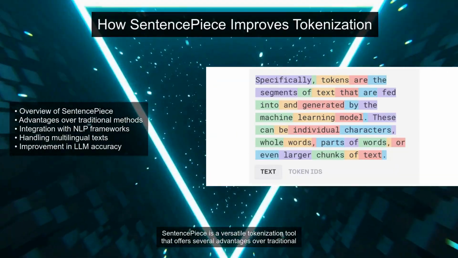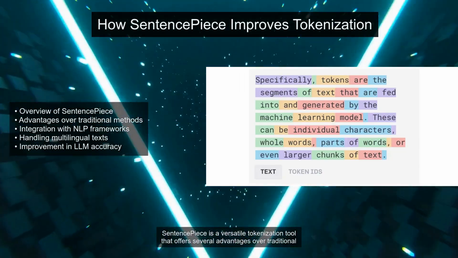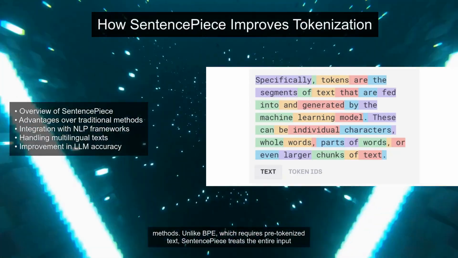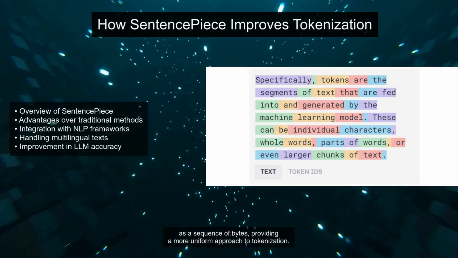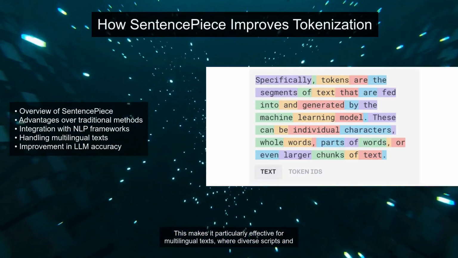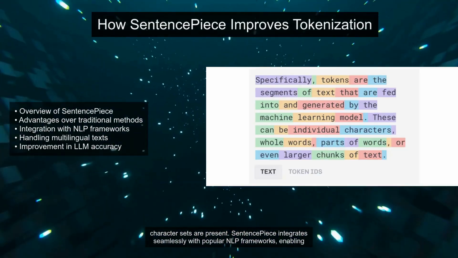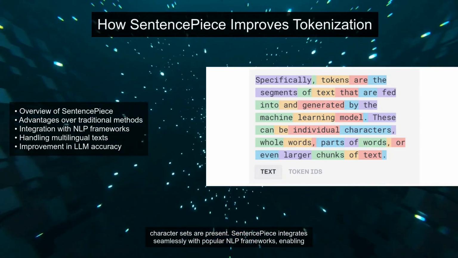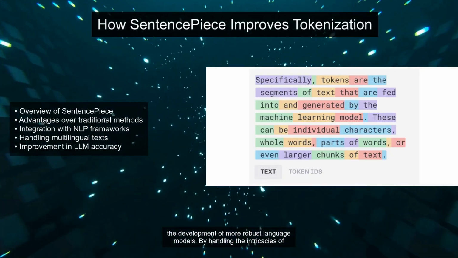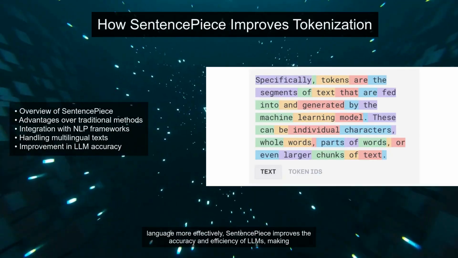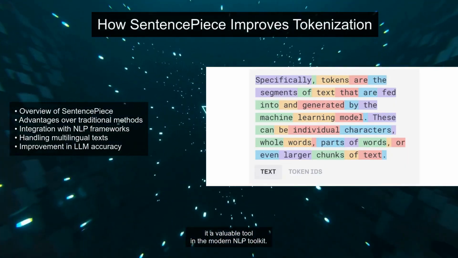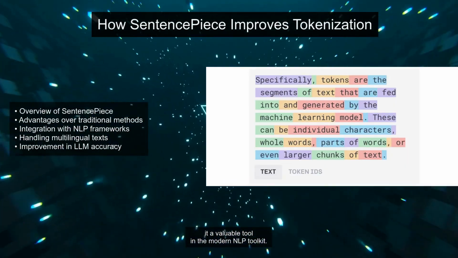SentencePiece is a versatile tokenization tool that offers several advantages over traditional methods. Unlike BPE, which requires pre-tokenized text, SentencePiece treats the entire input as a sequence of bytes, providing a more uniform approach to tokenization. This makes it particularly effective for multilingual texts, where diverse scripts and character sets are present. SentencePiece integrates seamlessly with popular NLP frameworks, enabling the development of more robust language models. By handling the intricacies of language more effectively, SentencePiece improves the accuracy and efficiency of LLMs, making it a valuable tool in the modern NLP toolkit.